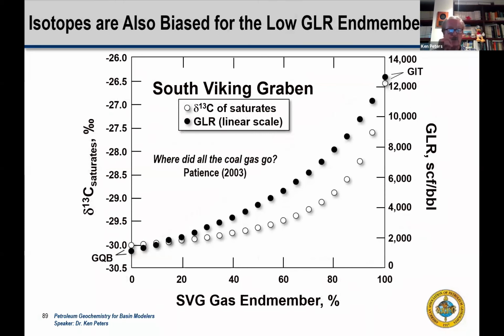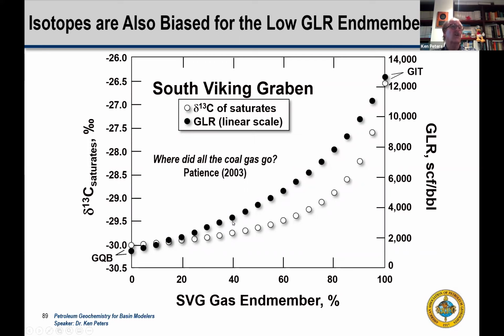If you look at the isotopes, Patience was looking at isotopes, you see a very similar effect there. Here is the isotope composition of the SVG oil end member. Here's the SVG gas end member. But look what happens here. We're mixing now, increasing SVG gas. It's a kind of flat curve here. It doesn't really change much from -30 to -29.5 or so, -29, up to about 70, 80% SVG gas. You don't really see it.